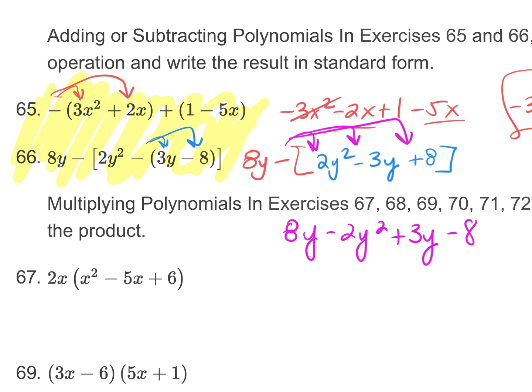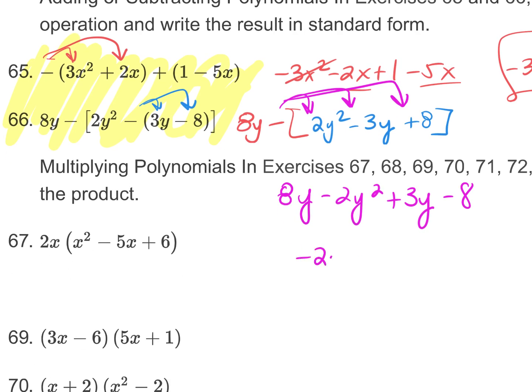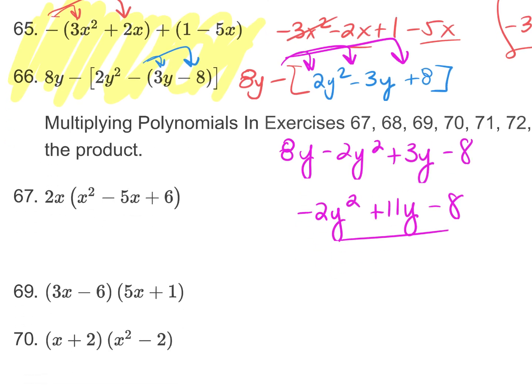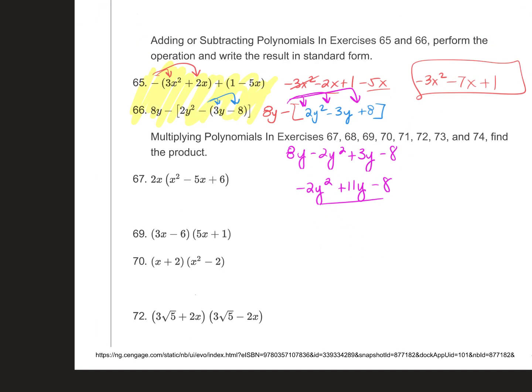Do I have anything I can simplify or combine? Yep, the 8y and the 3y. So I'm going to rewrite this in standard form. I'm going to have my highest exponent first, negative 2y squared. 8y and 3y gives me 11y, and then I have minus 8. Questions? You good? All right, let's scoot along, scoot along.